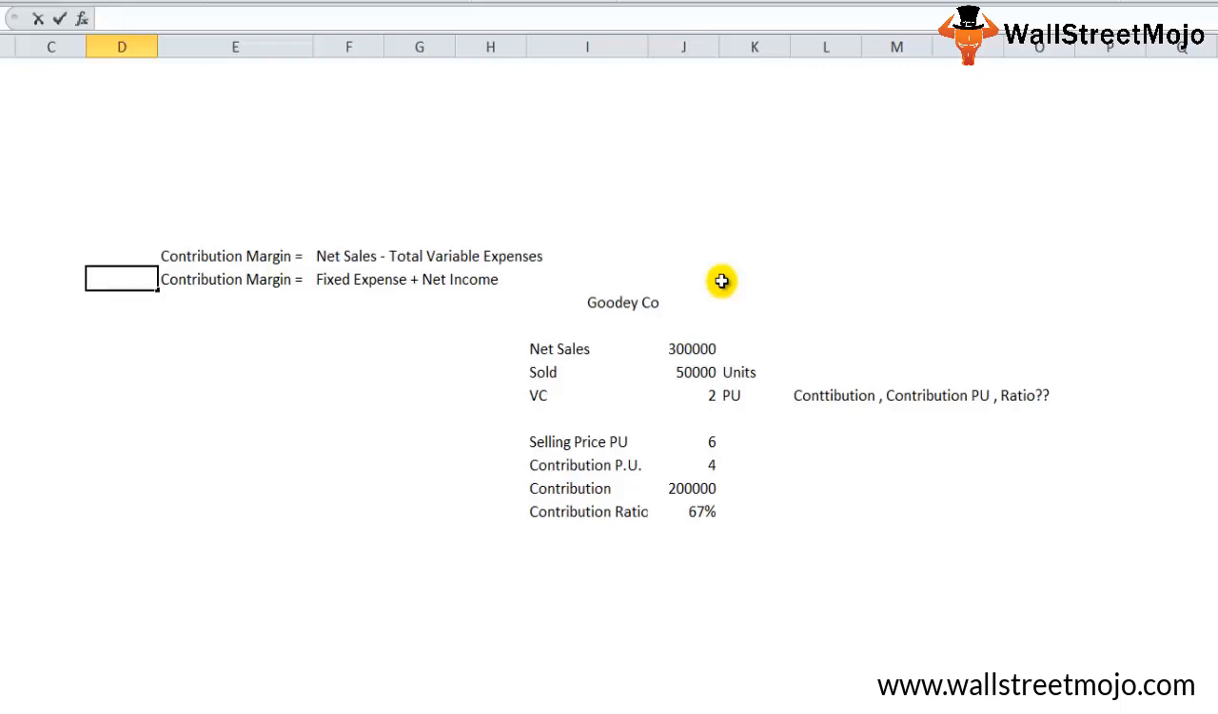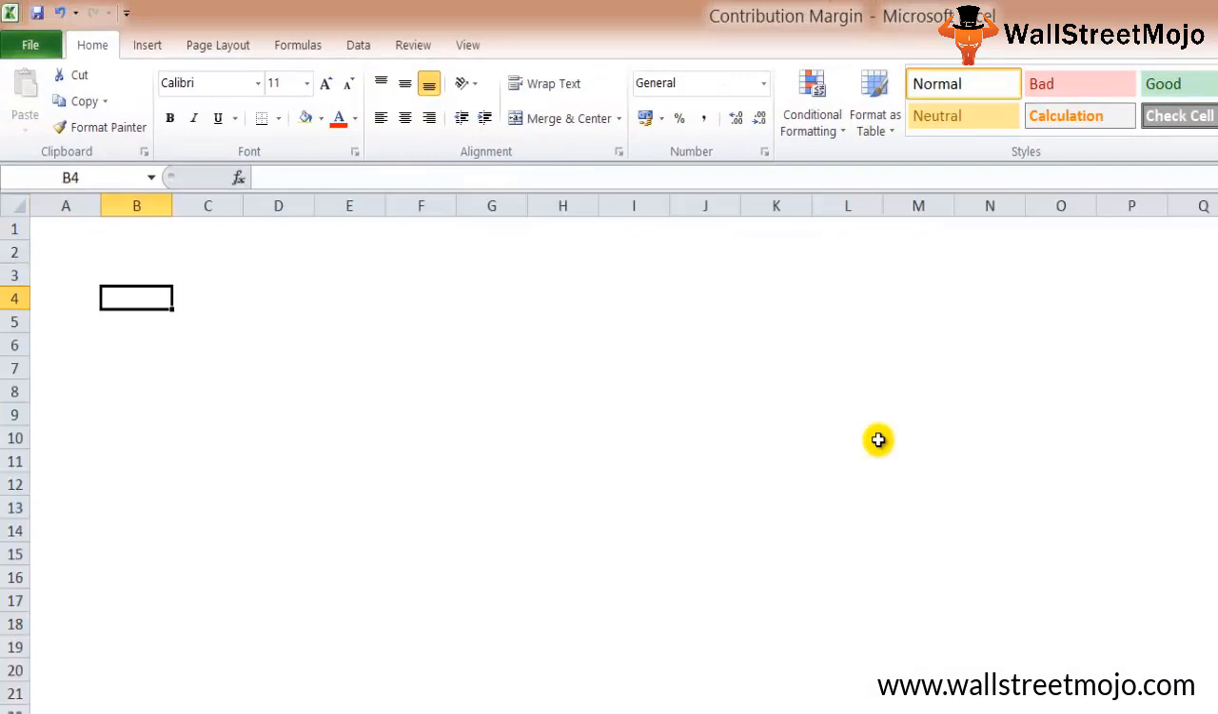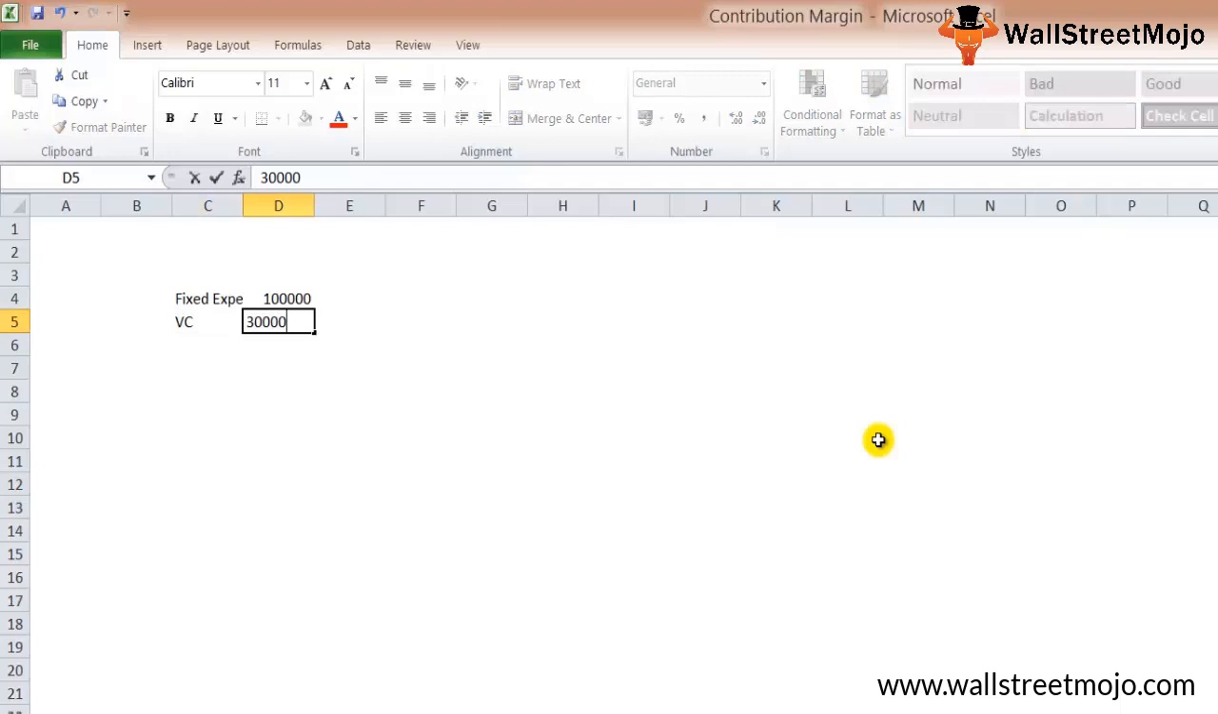Now, the use of the contribution margin formula. You may ask why we need contribution. We need contribution to find out the break-even point, and let's look at how contribution becomes useful in finding it. This is a new example. Let's say a firm has a fixed expense of close to 1 lakh, and the variable cost of the firm is 30,000. We need to find the break-even point, BEP. By using this concept of contribution, we can find it.